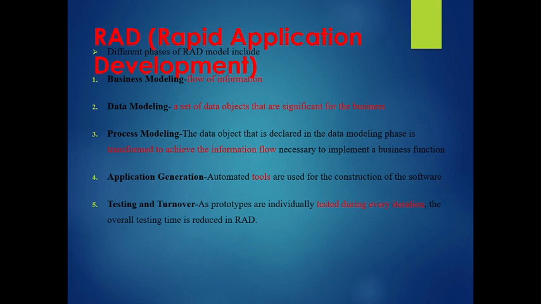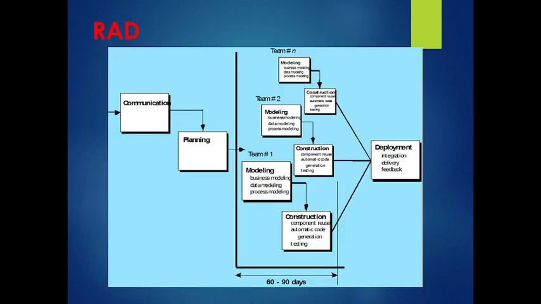Application generation. Here the automated tools are used for the construction of the software. And the next one is testing and turnover. As prototypes are individually tested during every iteration, the overall testing time is reduced in RAD. So this is the RAD model.